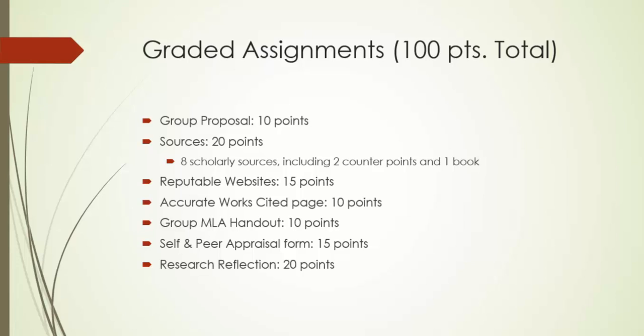The group proposal, which you will turn in at the end of class, is worth 10 points. This should be turned in by the facilitator, and I'll talk more about that in just a minute. You will gather sources. The whole group will gather sources. It's worth 20 points, and it's very important that you gather the right types of sources. Because this is worth 20 points, I'm looking for really detailed, specific scholarly sources.